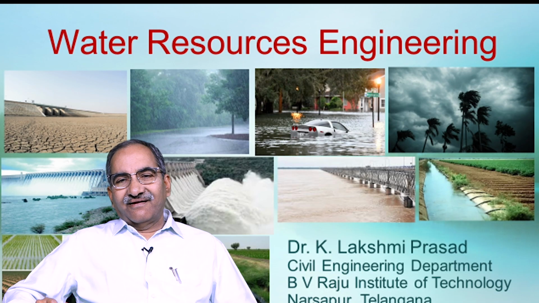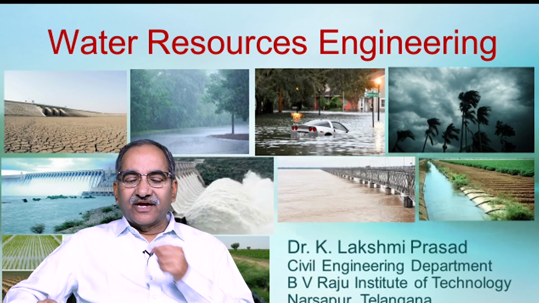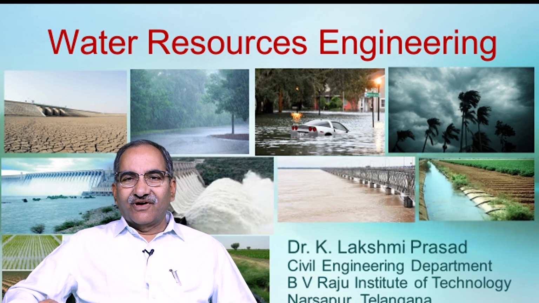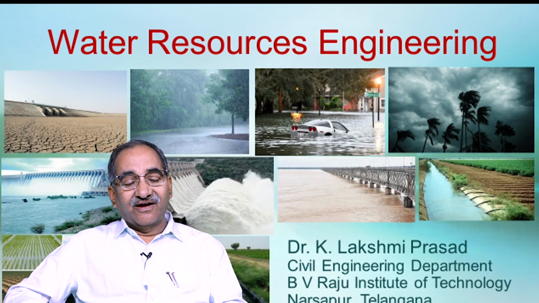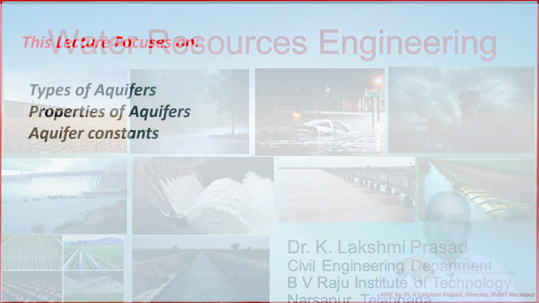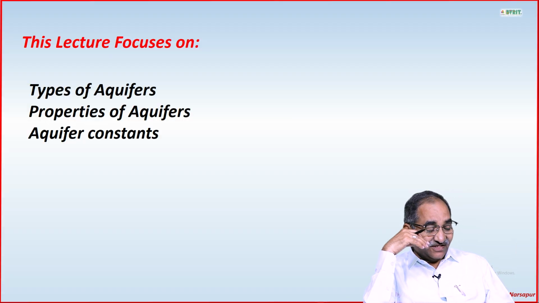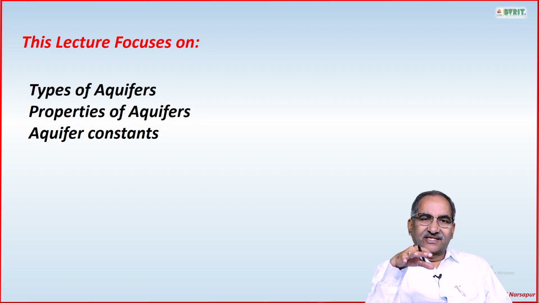Today we start Unit 4. Unit 4 consists of two aspects. One is groundwater hydrology, and the second one is water requirements of crops. Today's focus in groundwater hydrology is types of aquifers, the properties of aquifers, and aquifer constants. These are some of the items which we will discuss in today's class.